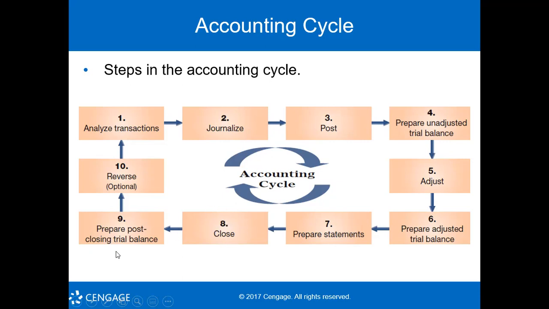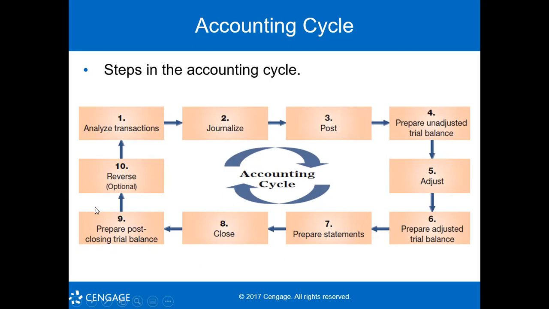Step 8 and step 9 are reserved for the end of the year. So at the end of the year, if we're on a calendar year, at the end of December, then we would do our closing entries, and then we'd prepare this post-closing trial balance.